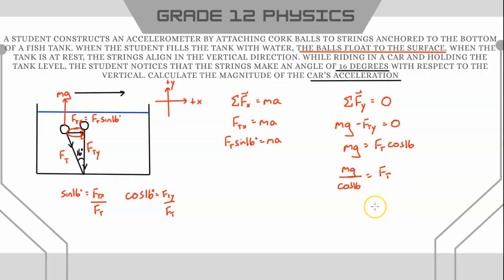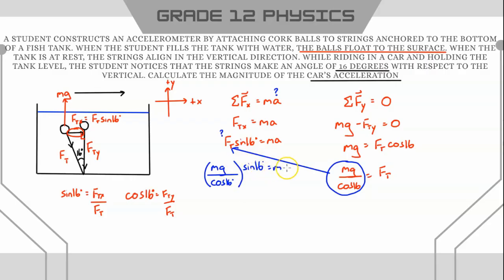So why did I do that? Because I want to take that expression for tension and substitute it back into this equation. Again, we do this a lot in grade 12 physics too, where we solve a system of equations. This one being two equations for two unknowns. I don't know acceleration, and I do not know tension. But substituting this equation for tension leaves us with only one unknown. So here we have mg divided by cos 16. And then we still have this sine 16 here is equal to ma.